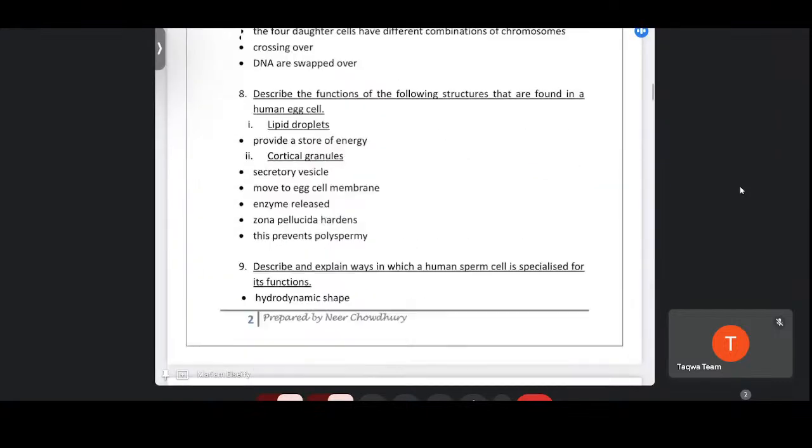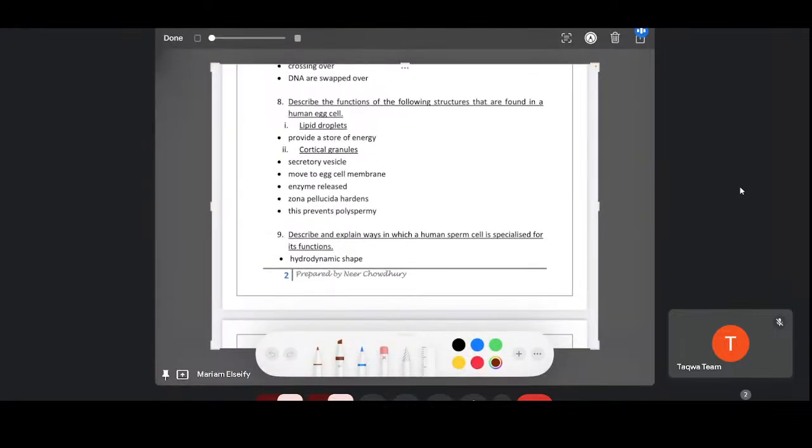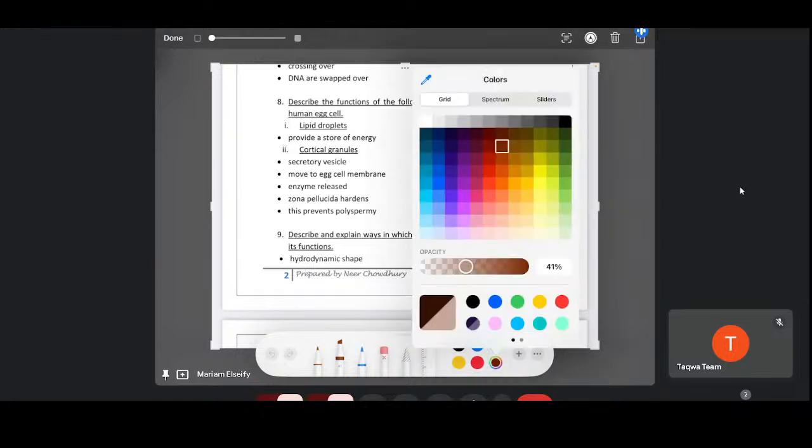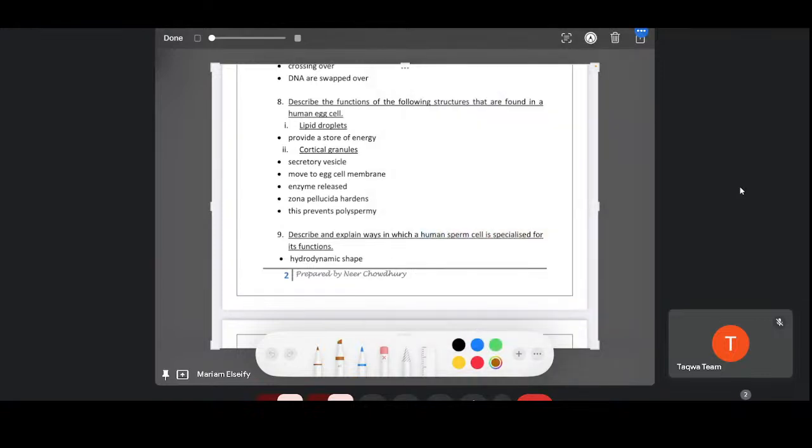Let's do question 8 and 9. Now, question 8 asks us to describe the function of the following structures that are found in a human egg cell. So let's choose another color again. Basically, the lipid droplets and the cortical granules are found in the human egg cell. But what are their functions?